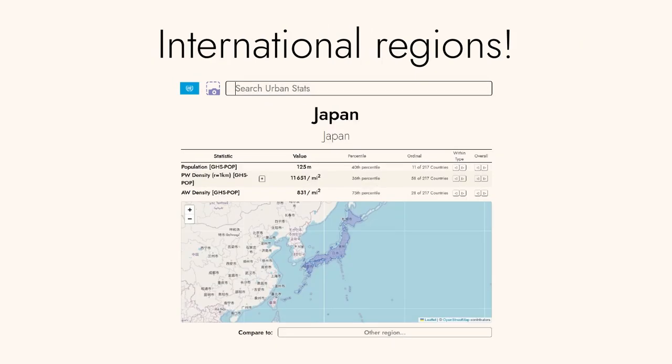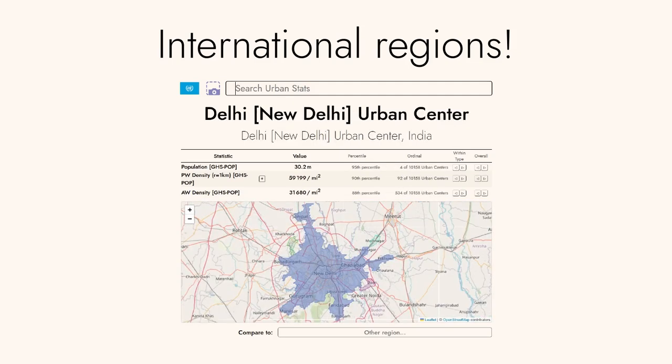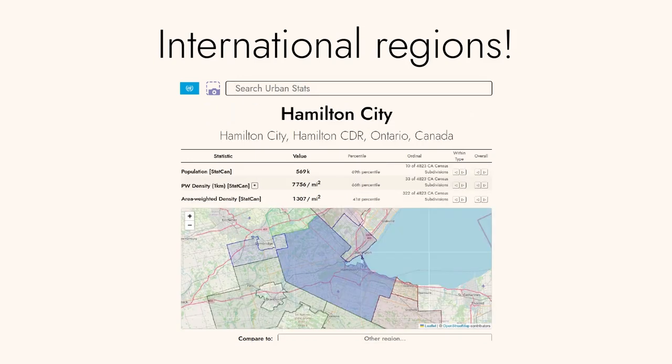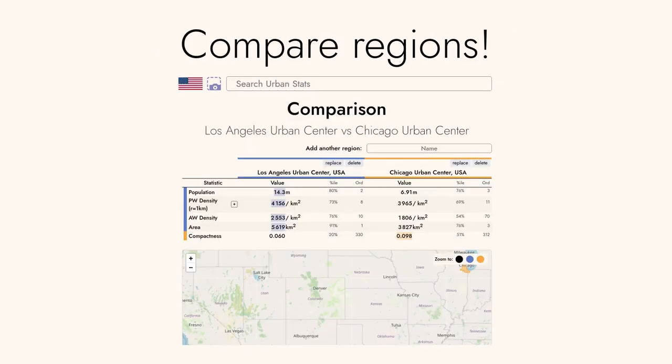We also have statistics for a bunch of international regions. Specifically, we've got countries, states, urban centers, which are kind of like urban areas but international, and that's true for every country in the world. And we also have a bunch of really detailed stuff on Canada, just like the United States. You can make comparisons between regions. For example, did you know that the Los Angeles urban area is actually denser than the Chicago urban area? Probably you didn't know that, because Chicago has great propaganda online.